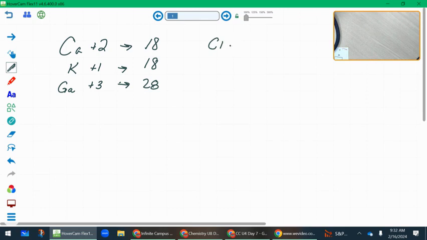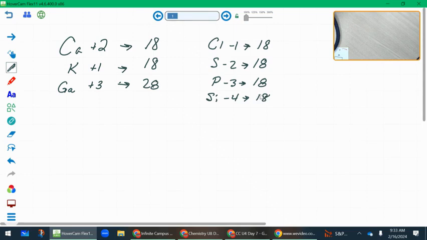Chlorine, -1. How many electrons? Nope. 17. Nope. 18 when it is a -1. Sorry. Sulfur was a -2. How many electrons? Phosphorus, -3. How many total electrons? How about silicon?